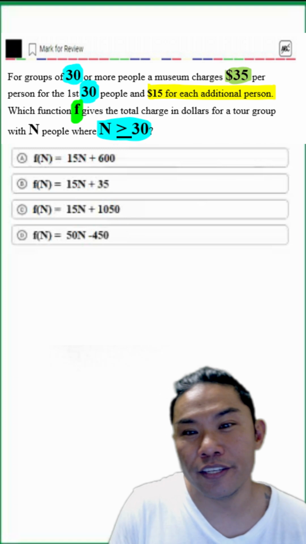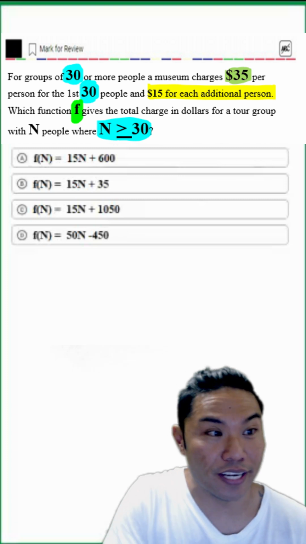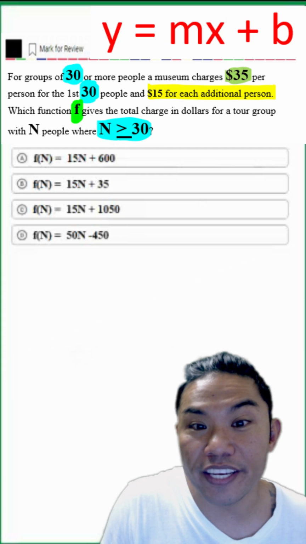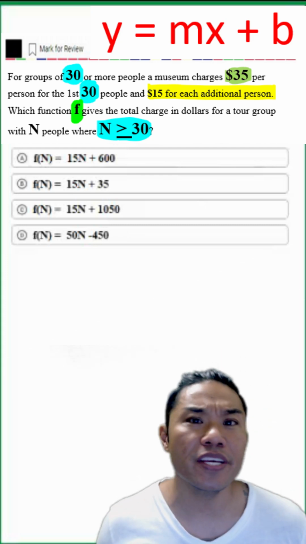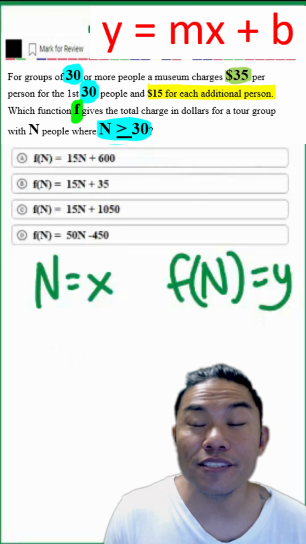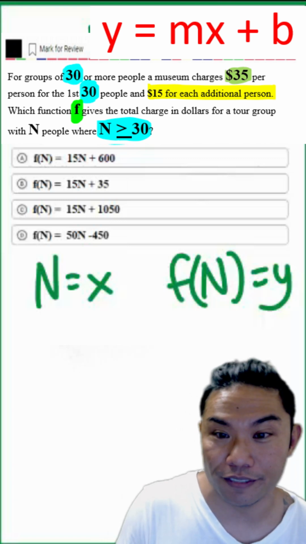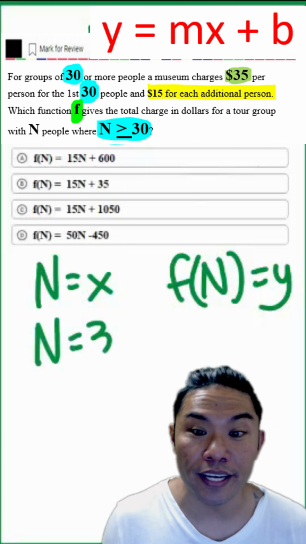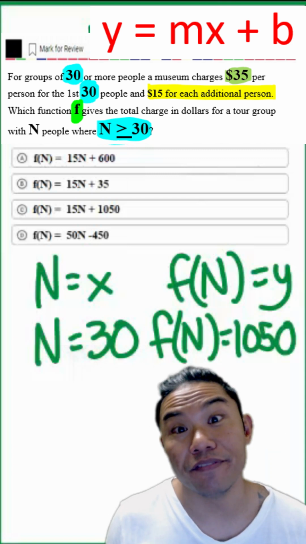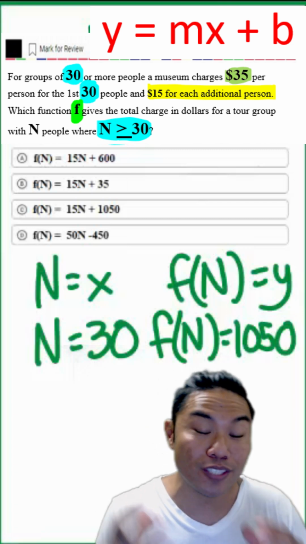The inequality at the end simply suggests that the minimal amount of input that you're going to plug into the function is 30. And though I do call this the fake line, it will be in the format of y equals mx plus b. But in this case, we have f of n for y, and x is going to be n. The question states that the first 30 people are going to be charged at $35 per person. That means when n is equal to 30, f of n is going to be equal to 30 times 35, which is 1050.